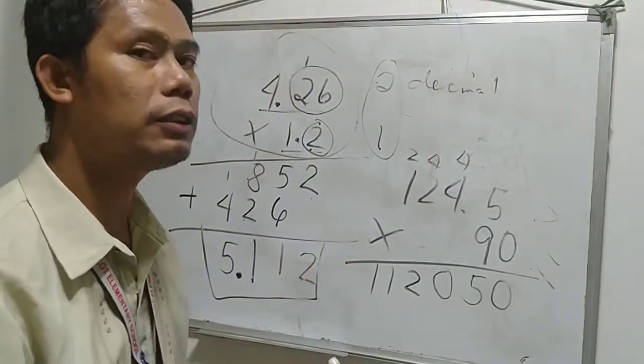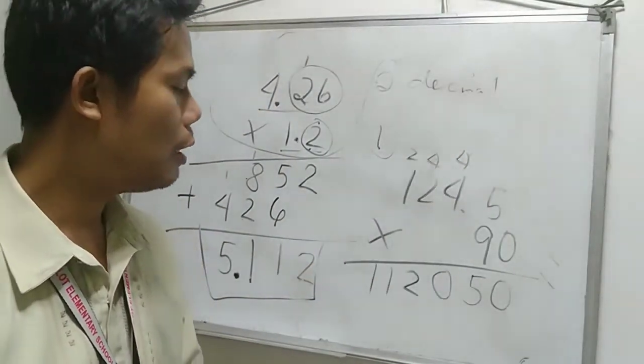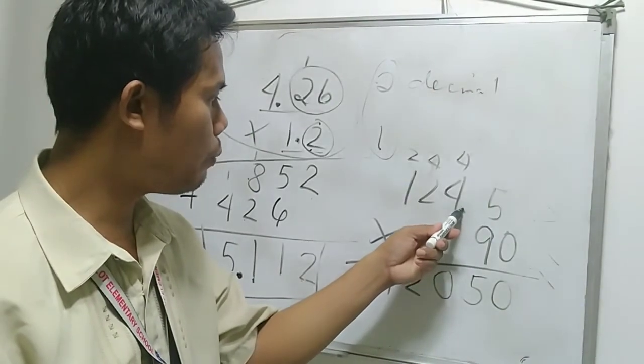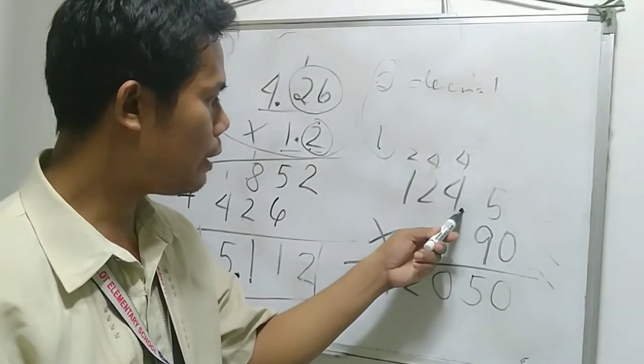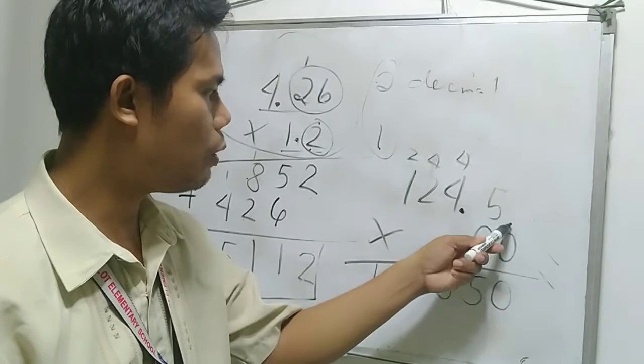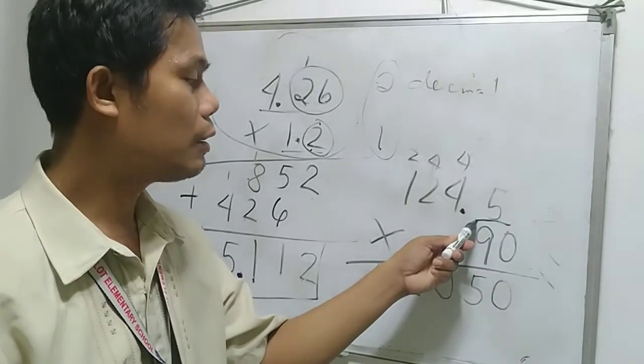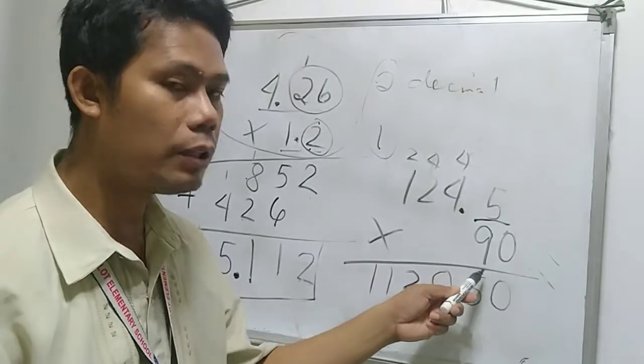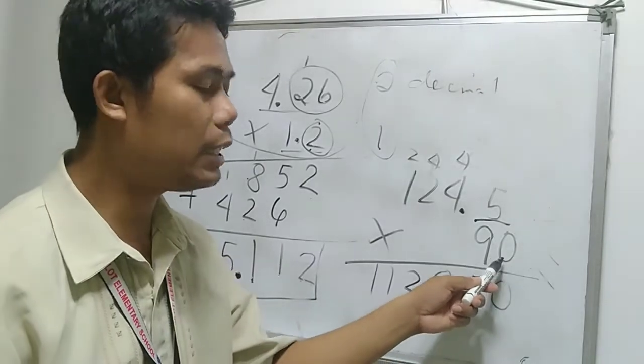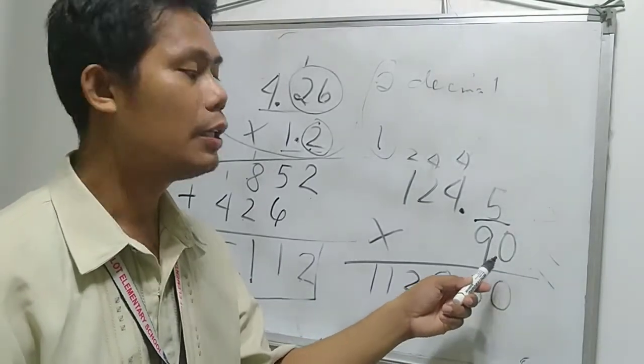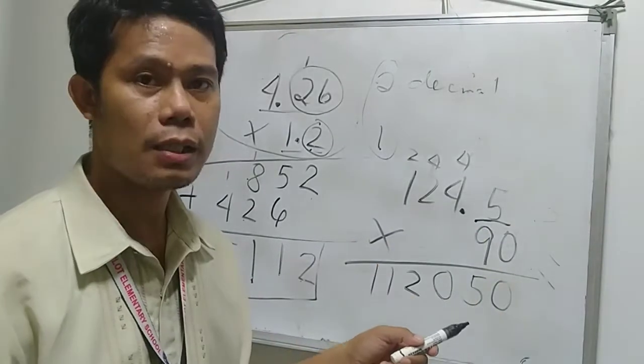Now, let us count the number of decimal places. Look at this. Our decimal points here. And the number at the right of the decimal points is only 1. That is 5. Here has no decimal places because this is 90. This is a whole number. That is why we have only 1 decimal place.